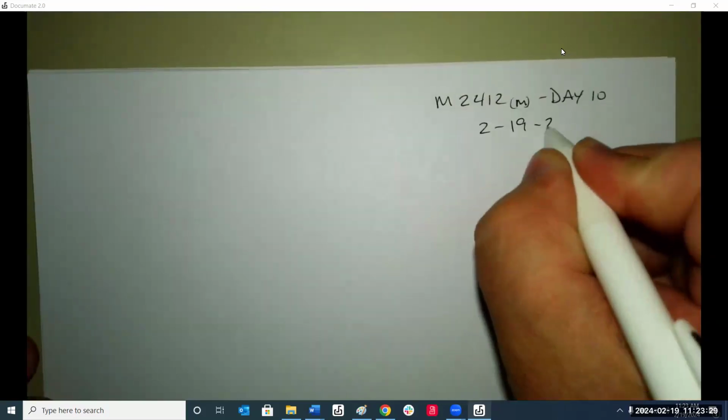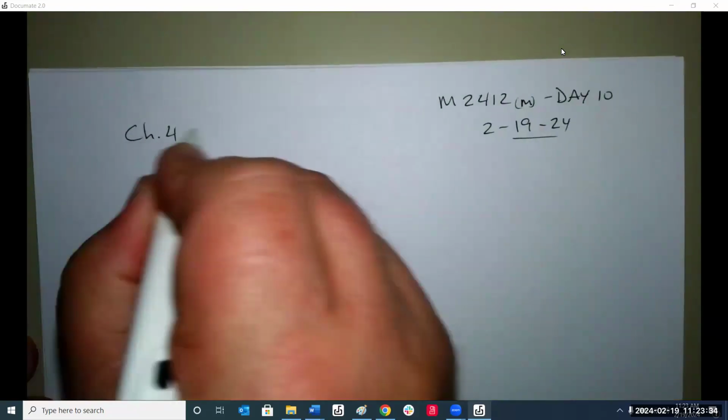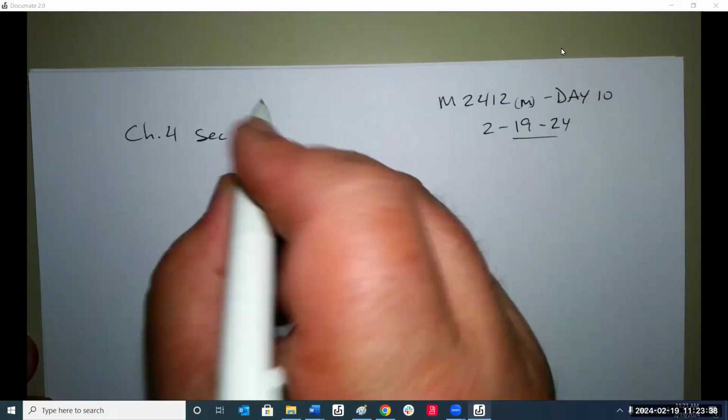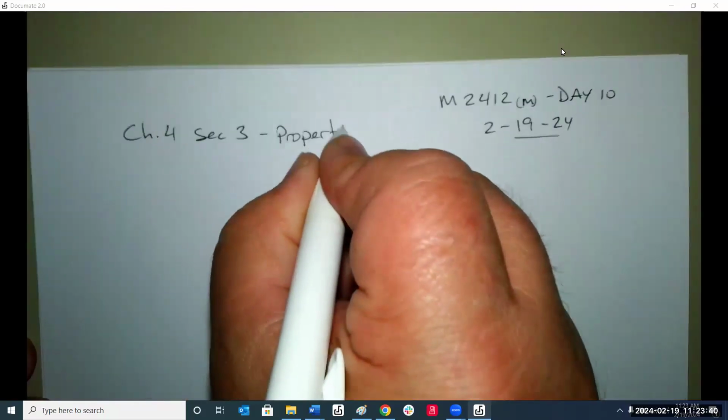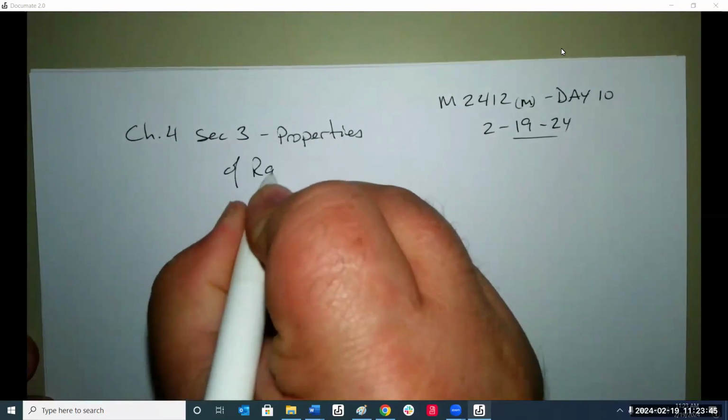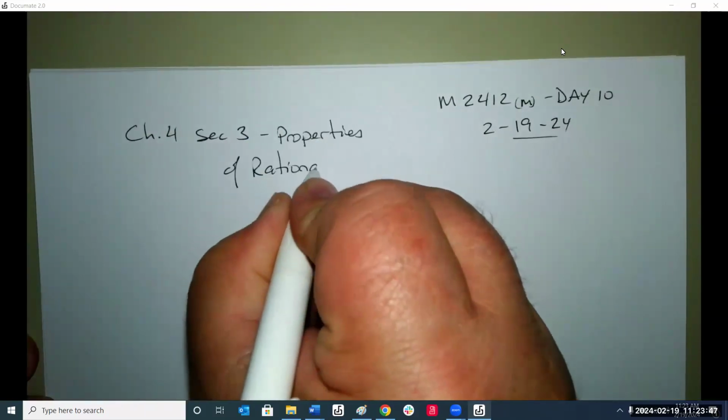Okay, now this next section. This is Math 2412, Monday, 2/19/24. Chapter 4, Section 3: the properties of rational functions.